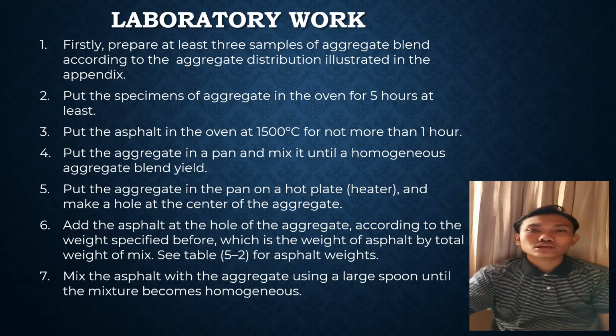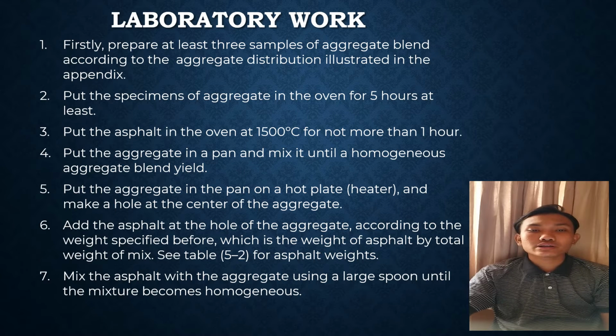Today I will explain the work of this experimental laboratory. Firstly, prepare at least 3 samples of aggregate blend according to the aggregate distribution illustrated in the appendix. Secondly, put the aggregate specimen in the oven for at least 5 hours, and put the asphalt in the oven at 150 degrees Celsius for not more than 1 hour. Then put the aggregate in a pan and mix it until a homogeneous aggregate blend is heated.